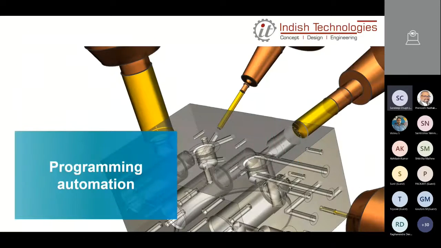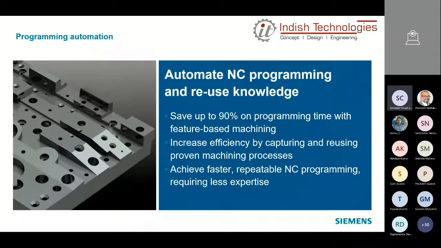Then we have something called programming automation, wherein NX recognizes features based on the part geometry. If it has holes, pockets, planar faces, NX will recognize them on its own. And you need not select your strategies based on the knowledge which is already built in. You can reuse that knowledge and create the toolpath much faster.